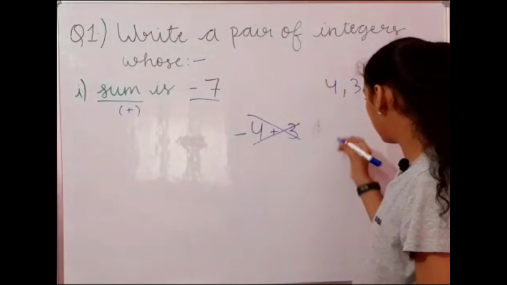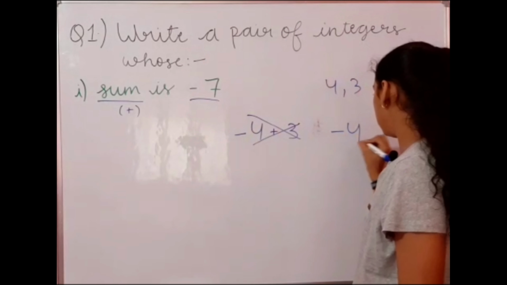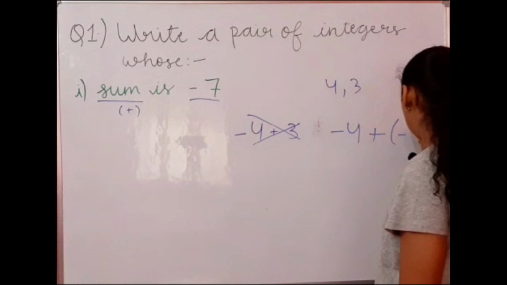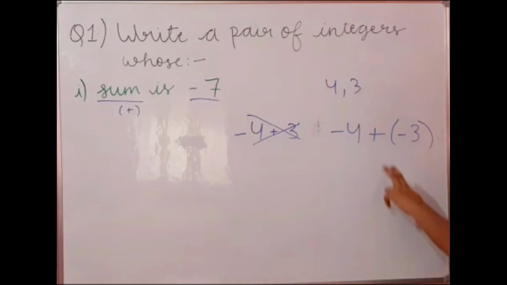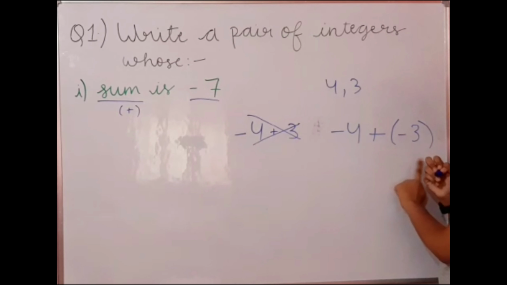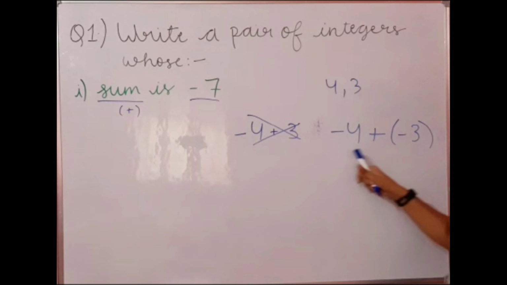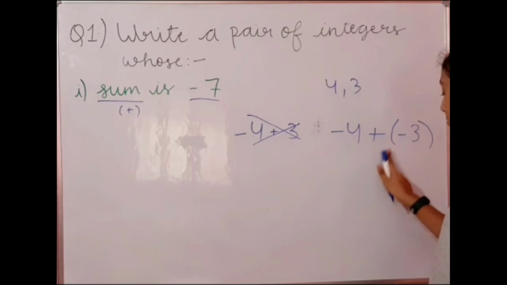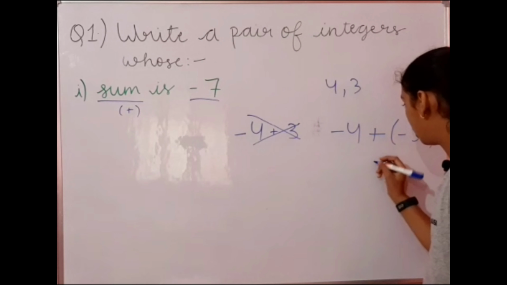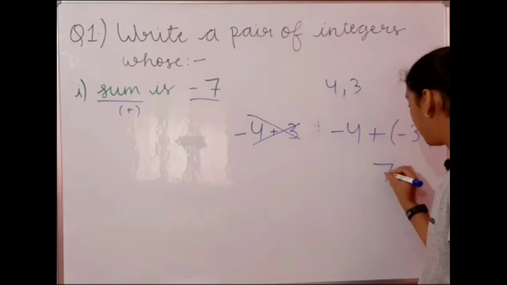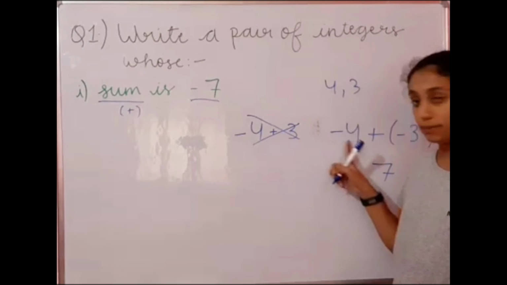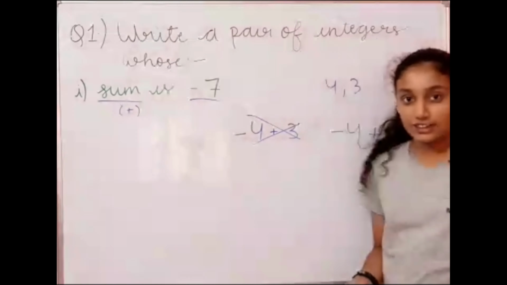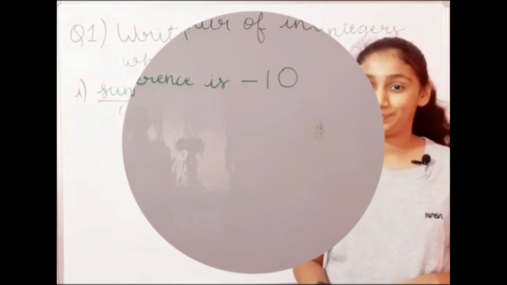So what we will do is we will write it like this: -4 plus -3. Plus and minus becomes minus. Minus and minus will become plus. So we will add them, and 4 is the bigger digit and it has a minus. So we add minus to it. So here we get the answer as -7.